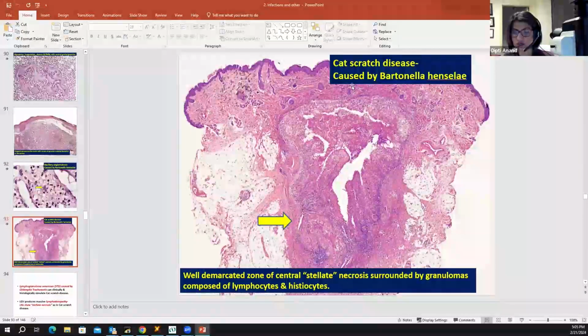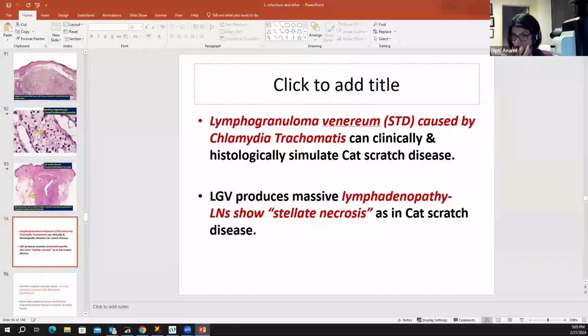One of the nice terminology they like to use for cat scratch disease, which is also caused by Bartonella henselae, is stellate necrosis. So you will get a suppurative granuloma in the dermis with the stellate kind of necrosis. That's like a buzzword in case they like to ask you. As far as your sexually transmitted diseases are concerned, there are two: Haemophilus ducreyi, which produces your soft chancre, and lymphogranuloma venereum, which is produced by Chlamydia trachomatis.